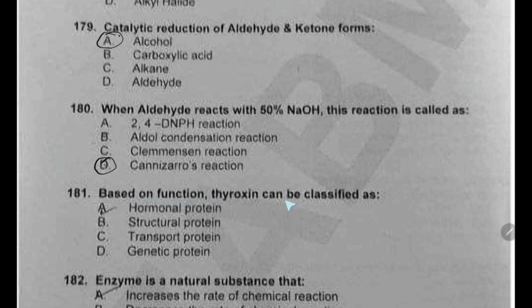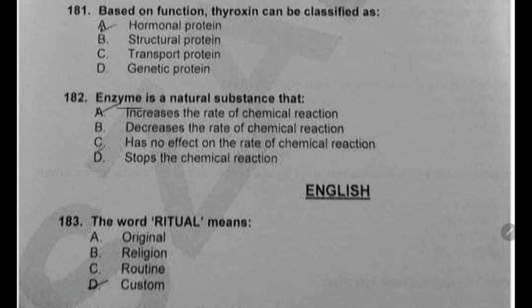Based on function, thyroxine can be classified as, सो थायरोक्सिन थायराइड ग्लैंड और ग्लैंड हार्मोन रिलीज करते हैं. सो इट इज़ हार्मोनल प्रोटीन. एंजाइम इज ए नेचुरल सब्सटेंस दैट इंक्रीज इज द रेट ऑफ रिएक्शन, केमिकल रिएक्शन. दैट इज चॉइस ए. सो दिस वॉज द पेपर ऑफ शहीद जुल्फिकार अली भुट्टो, मेडिकल यूनिवर्सिटी.